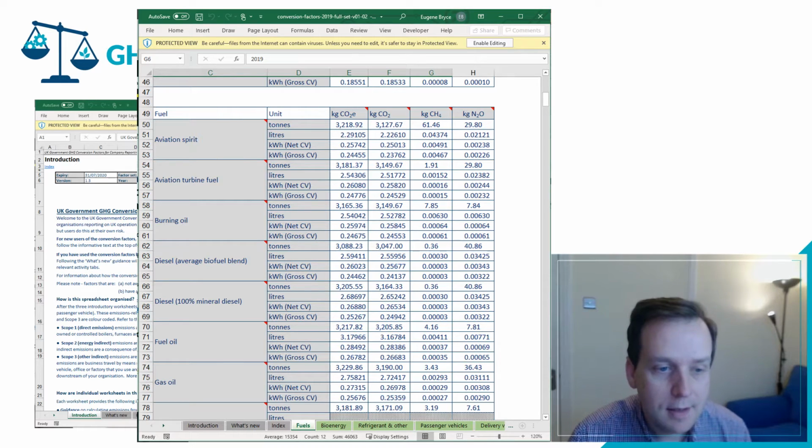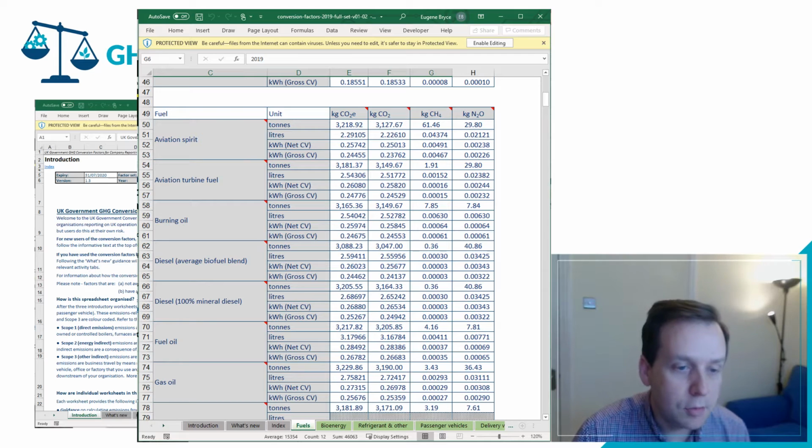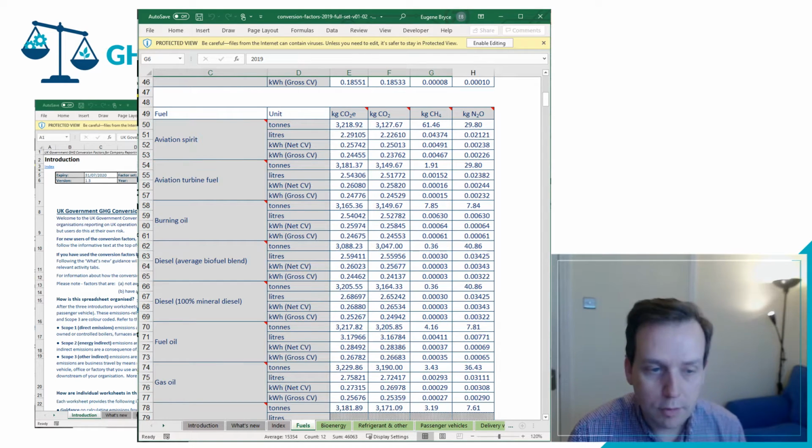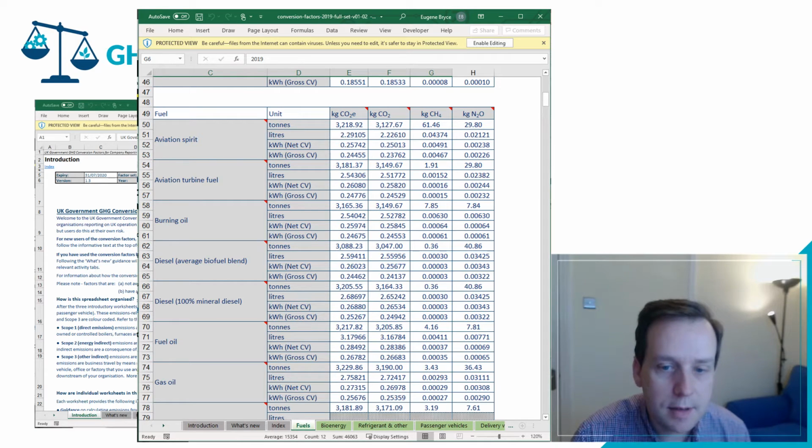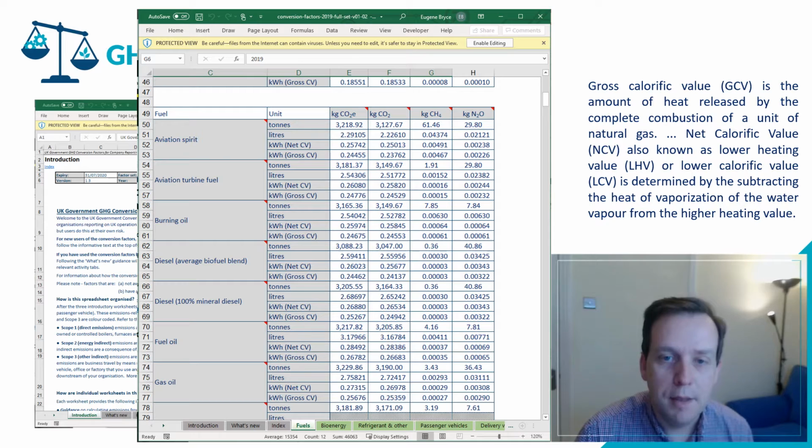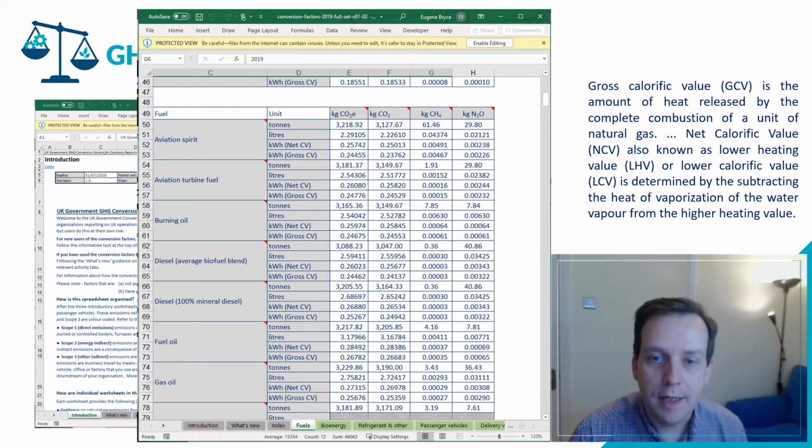CO2 equivalent. So as a business, you need to determine your total tonnage or total litres or total kilowatt hours of diesel that you have used in a year, multiply it by the conversion factor, and you will get your kilograms CO2 equivalent figure. Just as a note, this is more for those that would use water or steam in process, and the distinction between gross calorific value and net calorific value for steam. So most companies are advised to use the gross calorific value.